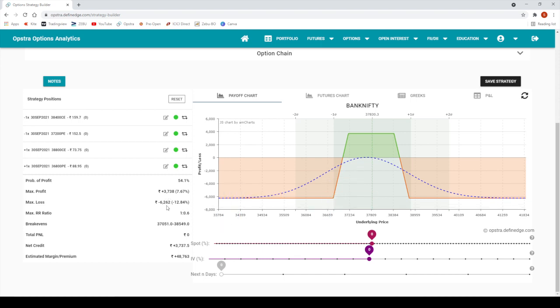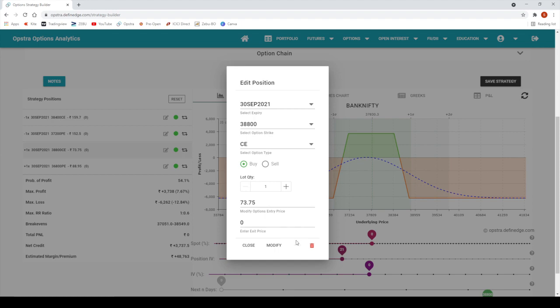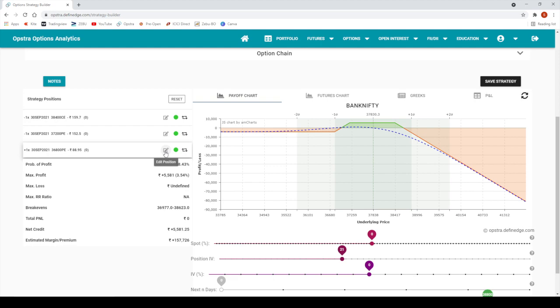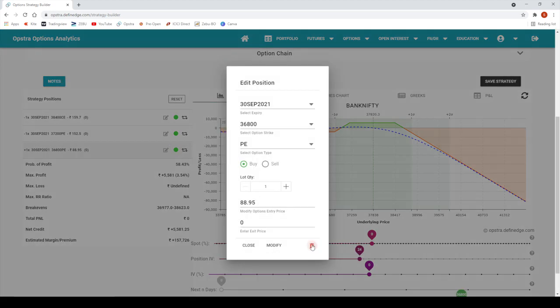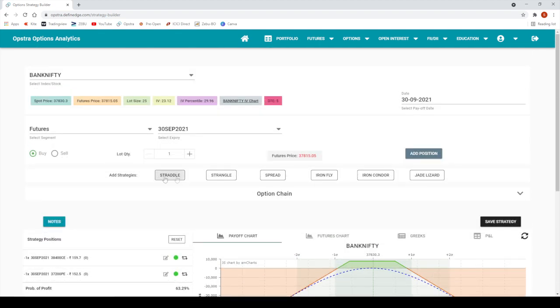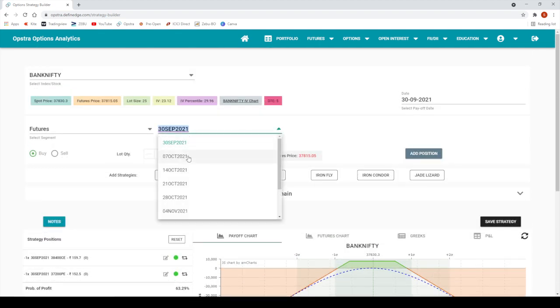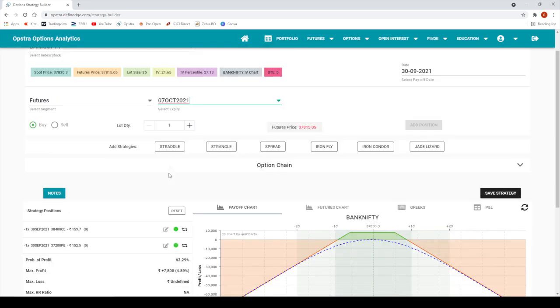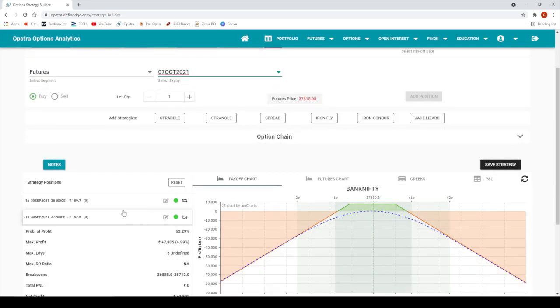So now we will see another strategy, more or less similar to iron condor. So I am going to edit in this strategy itself. So what we are going to do, we are going to delete these hedge positions. So 38,800 we bought, I will delete this, and 36,800 we bought. This also I am going to delete. So what I am going to do, I am going to next week expiry, that is 7th October, and I am going to buy call and put with same strike price.